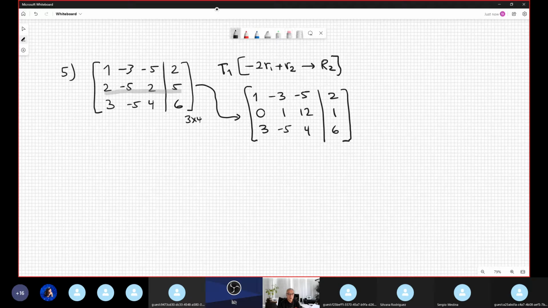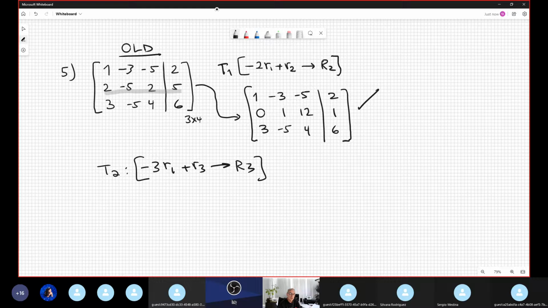Let's do it now, the second transformation. Transformation 2 is -3 as a factor, multiplication by row 1 again, plus row 3 now, and stored in the new row 2. Of course, we are doing this transformation on the new matrix, not on the original. This is the old. I don't work with it anymore. It's sequential. Transformation 1 is this step. Transformation 2 is the second step. And so on, right?